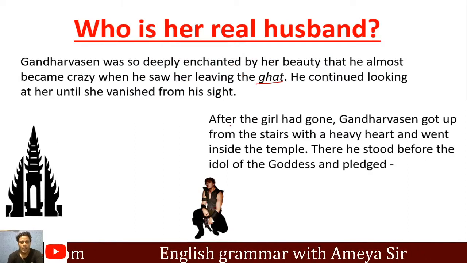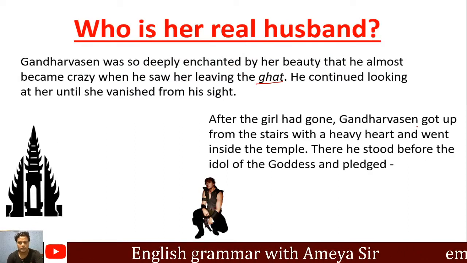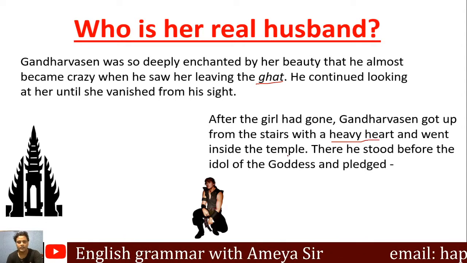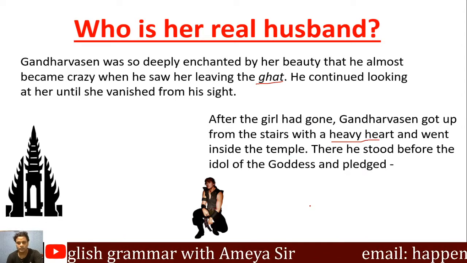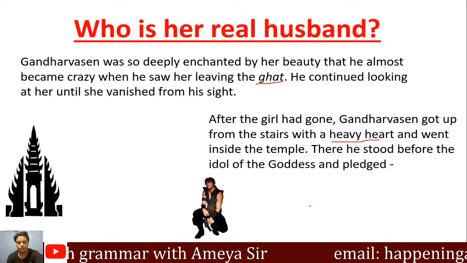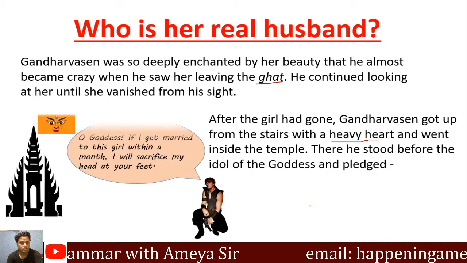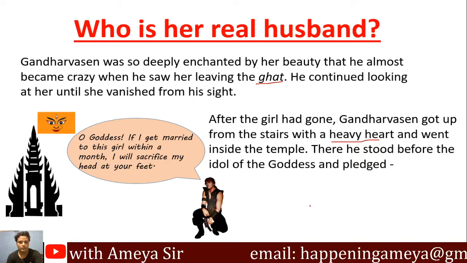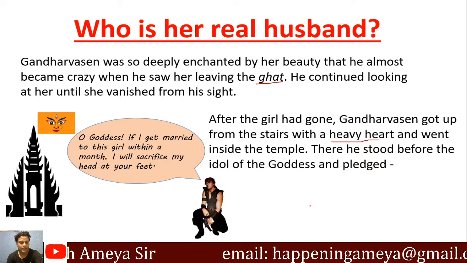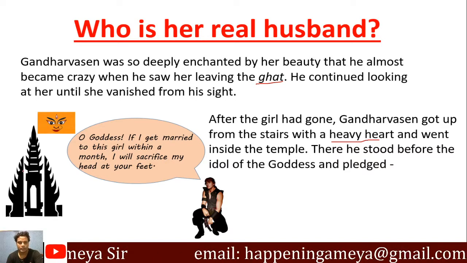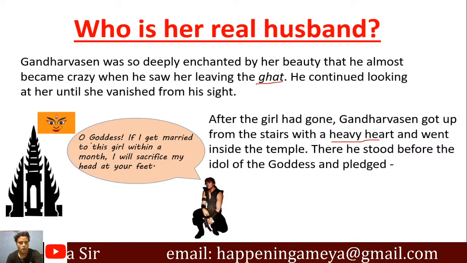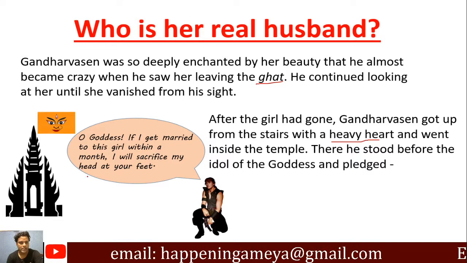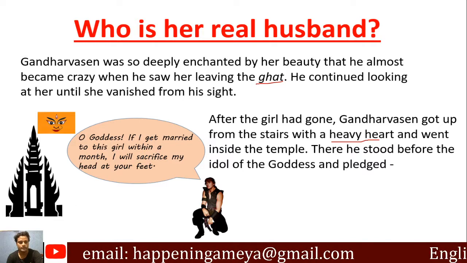Now, after the girl had gone, Gandharva Sen got up from the stairs with a heavy heart and went inside the temple. There he stood before the idol of the goddess and pledged, "Oh goddess, if I get married to this girl within a month, I will sacrifice my head at your feet." What did he say? One more time. "Oh goddess, if I get married to this girl within a month, I will sacrifice my head at your feet."